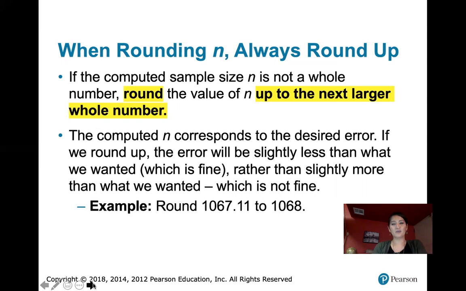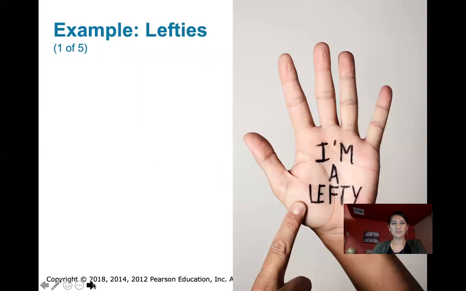For example, if we solve for n using that formula, and we get n equals 1067.11. If I'm just rounding that number, I might typically round to 1067, but if I'm thinking of this as a sample size that goes with a certain error, rather than rounding down, which would give me an error that is more than I was trying to obtain, I'm going to round up, and that's going to give me a slightly smaller error. And that's a good thing because we want to minimize error, not maximize it. So let's do an example.